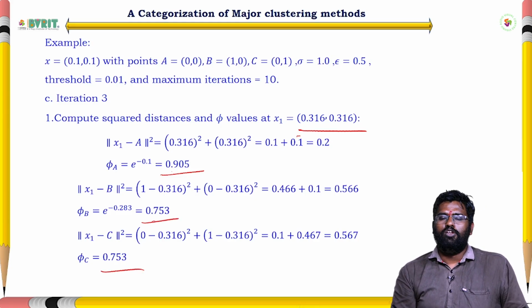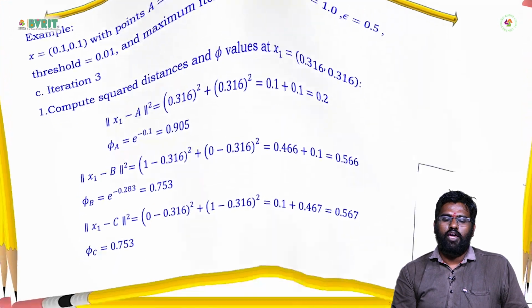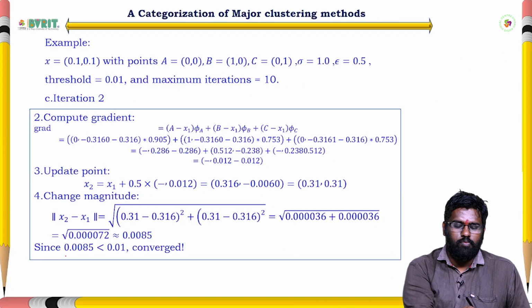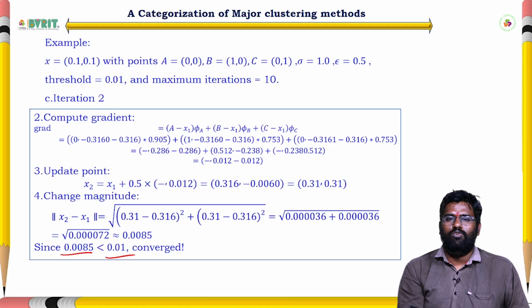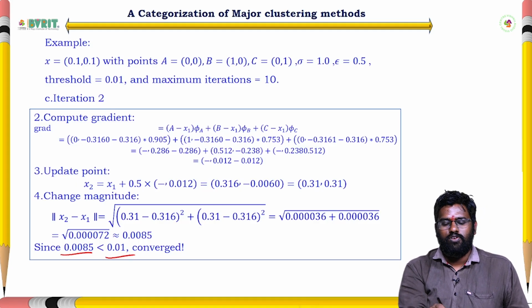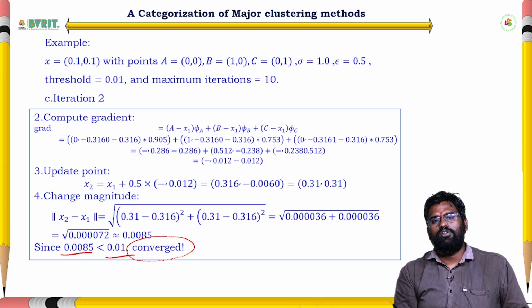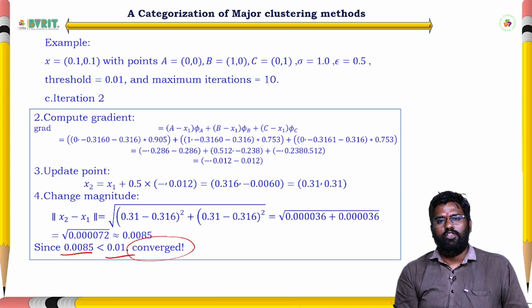Now based on that value, we again implement the same process, and finally we got the value 0.0085, compared with 0.01. So now it is less than that value, it has converged. Now we have to stop the process. That is about the DENCLU algorithm. This is about the density based clustering algorithms.